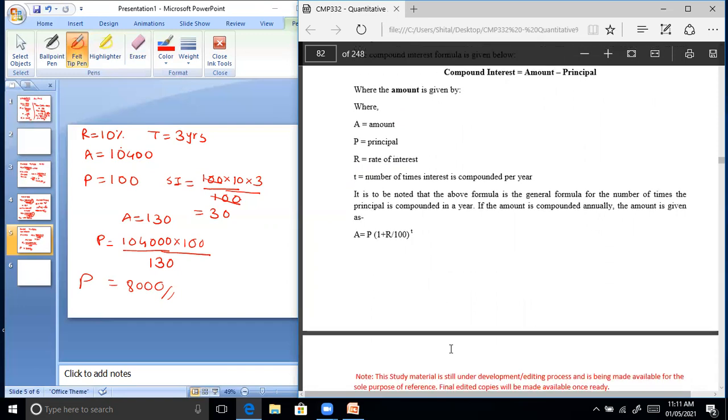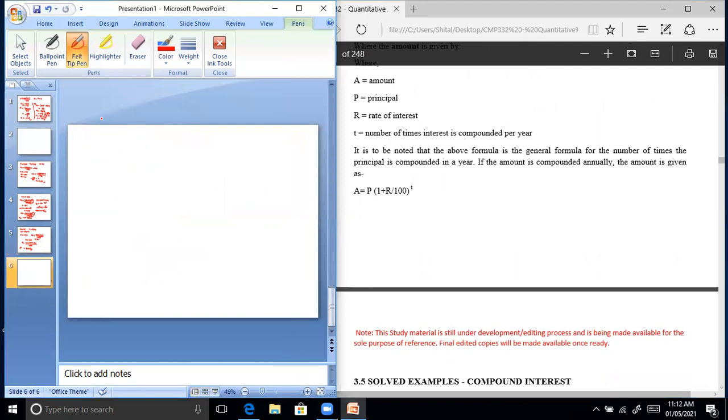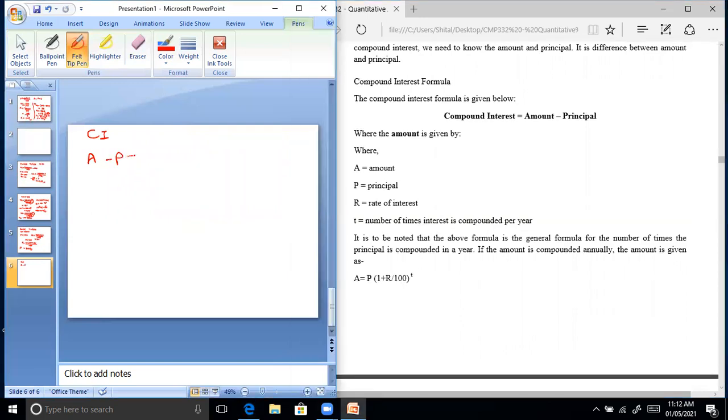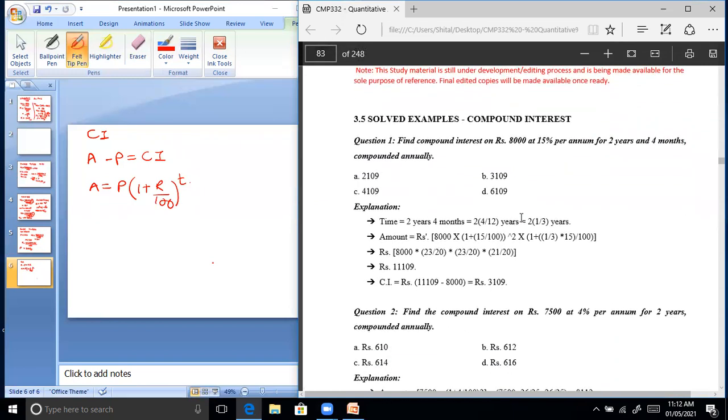If the amount is compounded annually, the amount is given as follows. Compound interest, we have seen, is amount minus principal, and amount equals P into 1 plus R divided by 100 raised to T. This is the amount formula. So we'll take one example. Question 1.